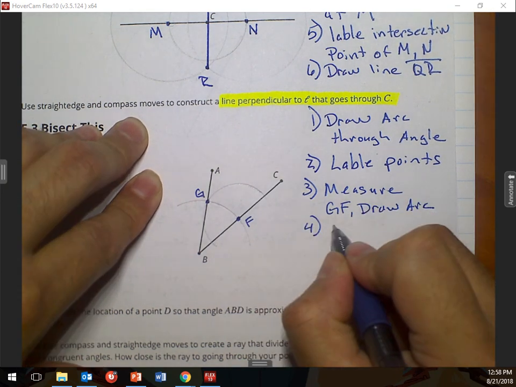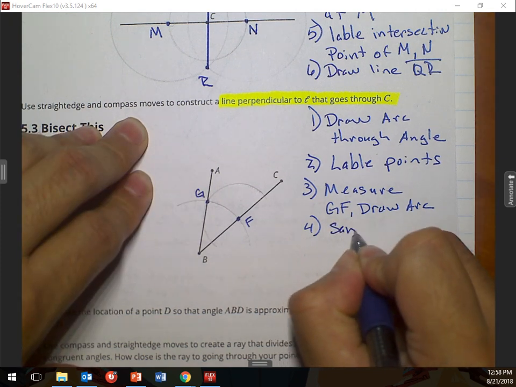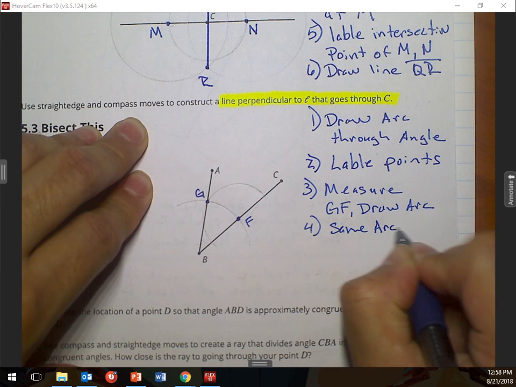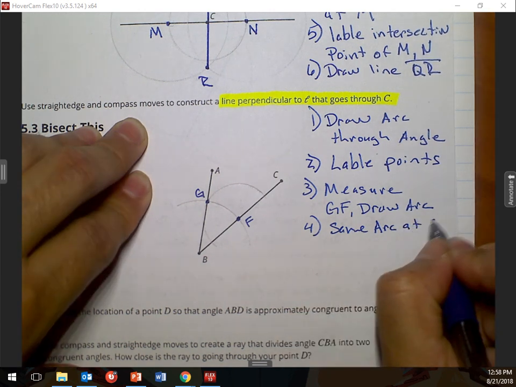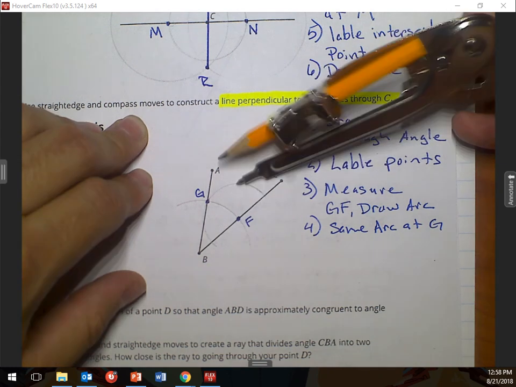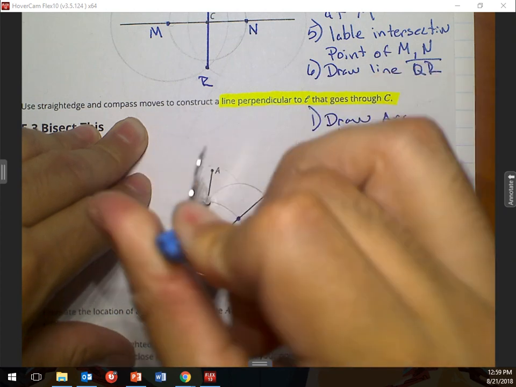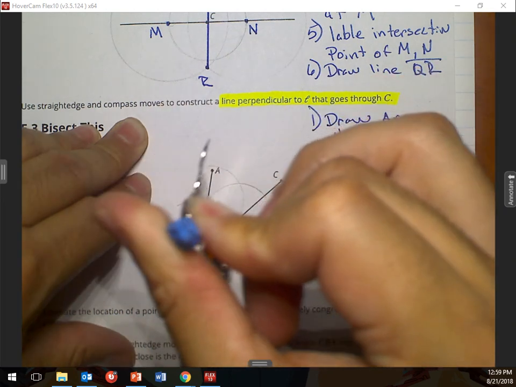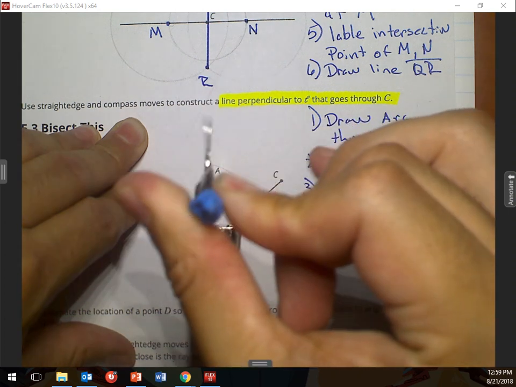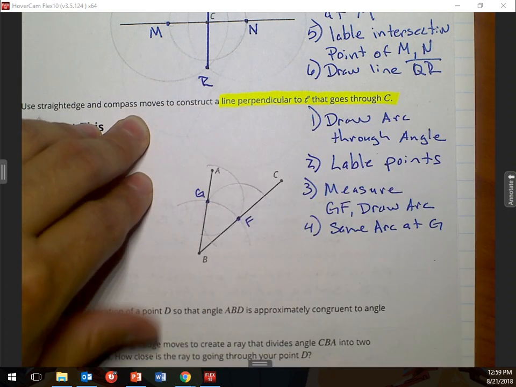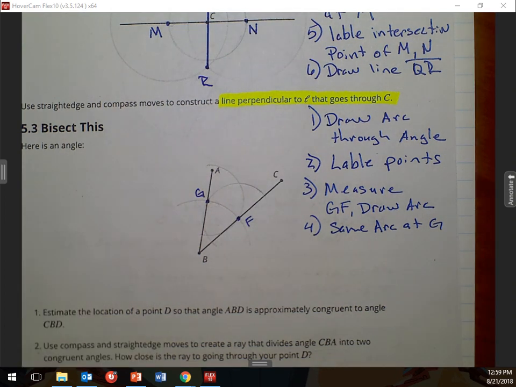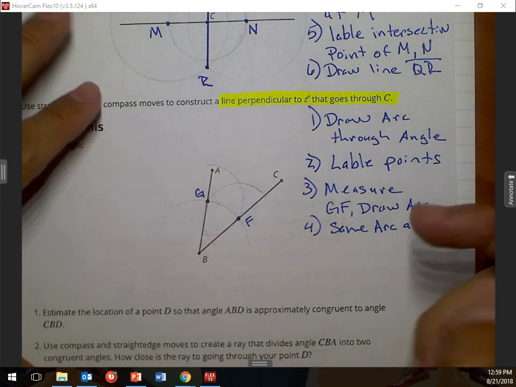Step 4, same arc at G. By same arc at G, that means I'm going to stab G. Same arc at G. Now, if I did this correctly, I should have intercepting arcs here. So, label the intercepts.